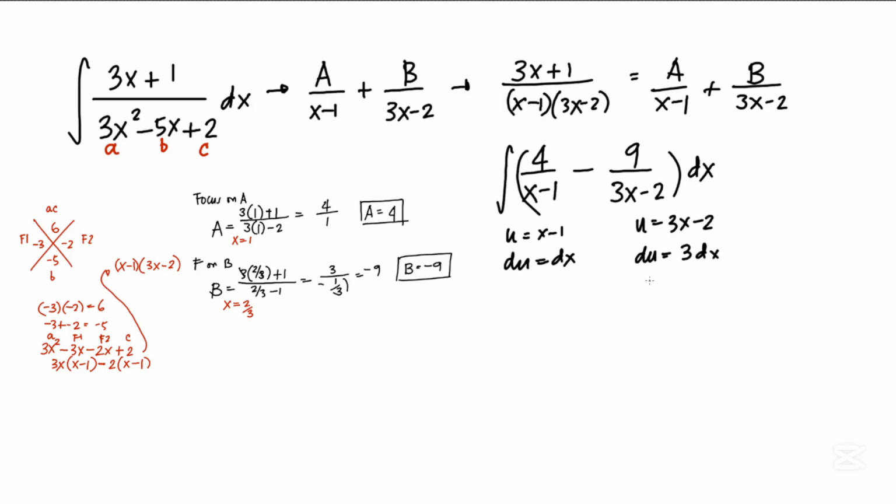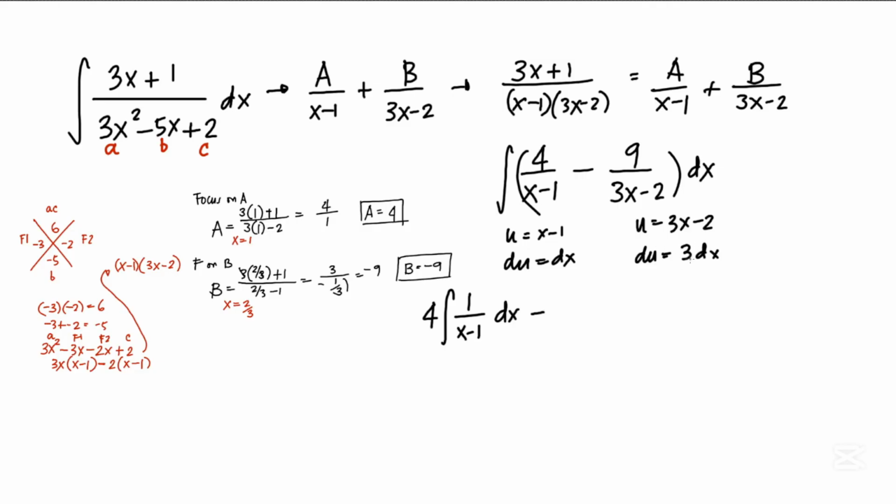Pero may 9 na kita da sa babaw. So, we have to factor out a 3. Okay, so let's chop the whole expression. So, this guy, the first term becomes 4 integral of 1 over x minus 1 dx.